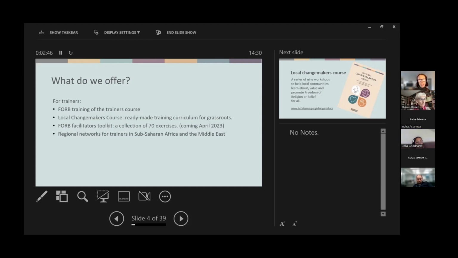And then we have regional networks for trainers in Sub-Saharan Africa, which is coordinated by PROCMURA, the Programme for Christian-Muslim Relations in Africa, and in the Middle East, which is coordinated by the Adyan Foundation in Lebanon, who also run our FORB training of the trainers course in Arabic twice a year. So those are the kind of learning resources and opportunities that we have available at the moment.